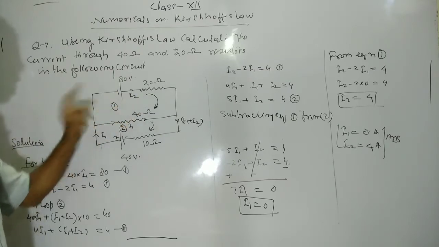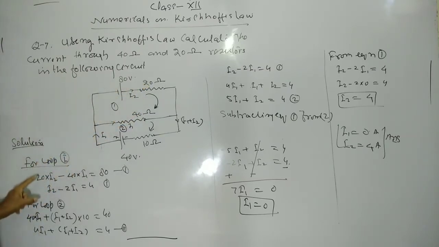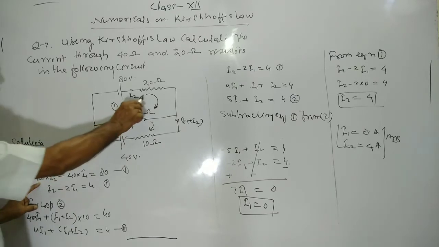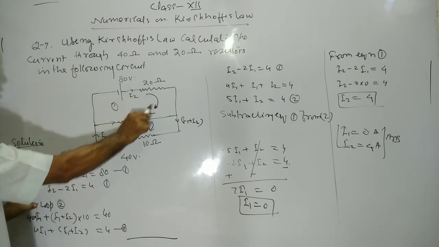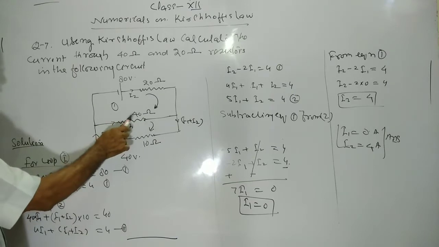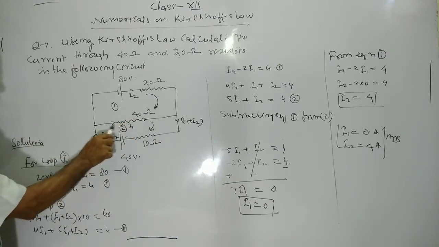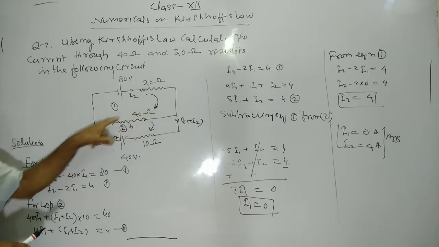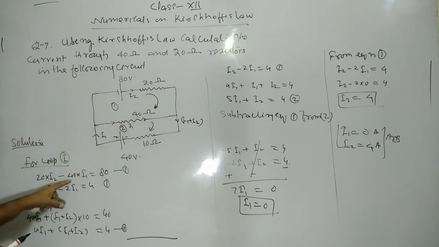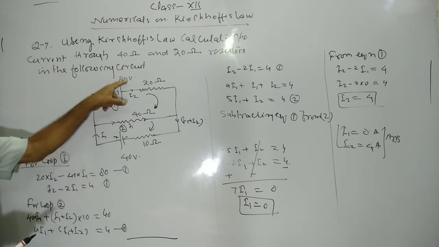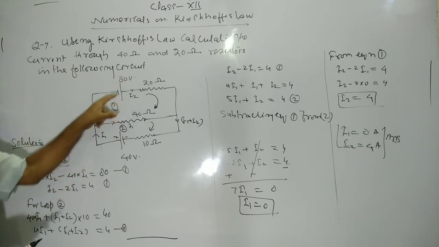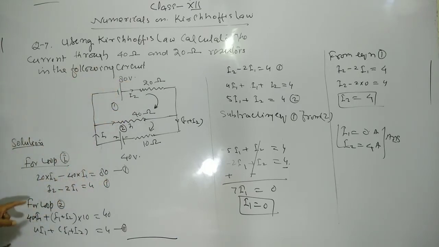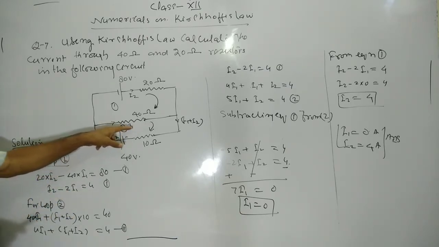I2 for first loop, I2 into 20 is taken in the direction of the arrow, and 40 into I1 is just against the direction of the arrow, so we take it negative. 40 into I1, this gives the net EMF of the loop, that is 80. Now divide by 20, we get this one. Now come to the loop second.